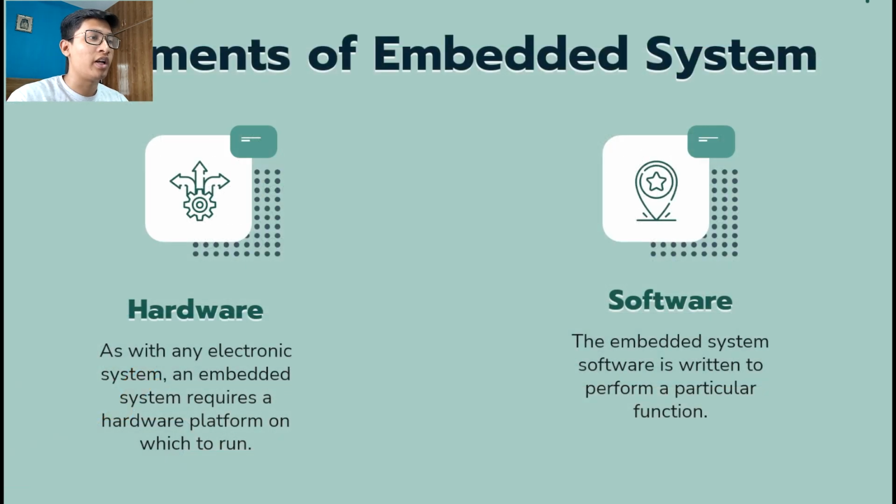Now, elements of the embedded systems. First, let's talk about the hardware element. As with any electronic system, an embedded system requires a hardware platform on which it can run. Now, let's talk about the software. The embedded system software is written to perform a particular function on a platform.